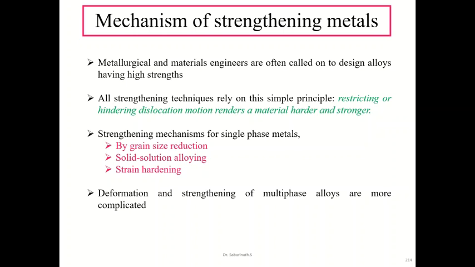So let us see the different strengthening mechanisms that are there for single phase metals. First are grain size reduction, solid solution alloying, and strain hardening. Deformation and strengthening of multi-phase alloys are more complicated. So it is a bit complicated in the case of multi-phase alloys.